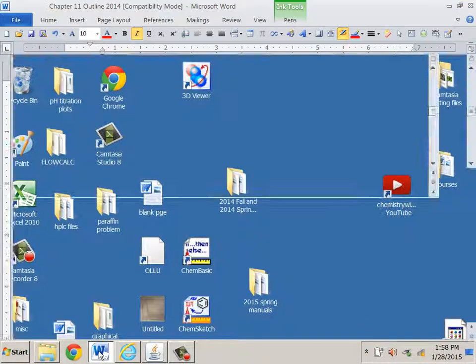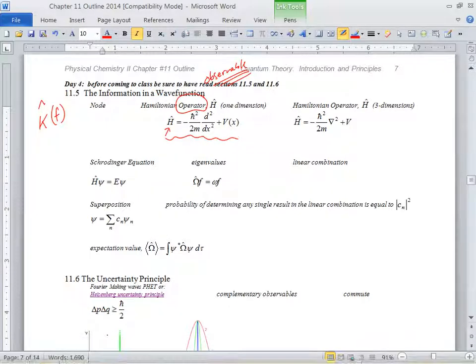Mine's not working. Okay, so Hamiltonian operator. It's minus h bar squared over 2. What's the h bar? That should have been in our concept preview. H was Planck's constant, right? 6.626 times 10 to the negative 34 joule seconds. H bar just means divided by 2 pi. H bar is Planck's constant over 2 pi. So don't let that worry you.